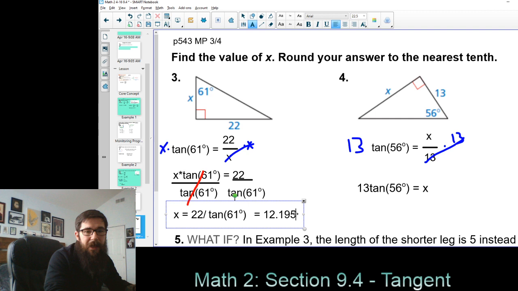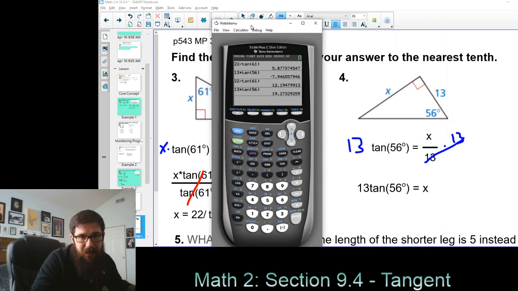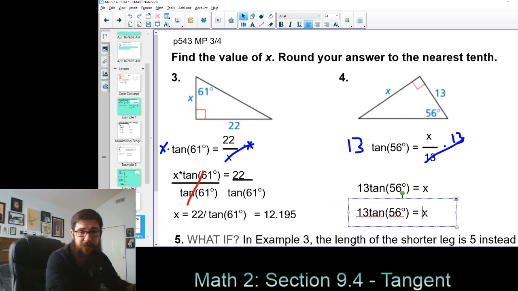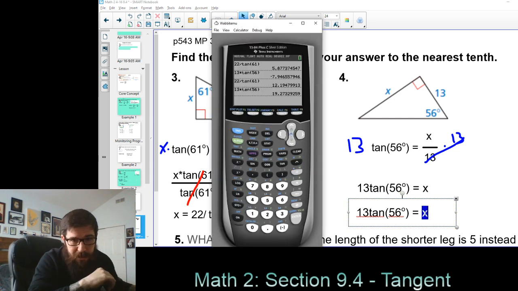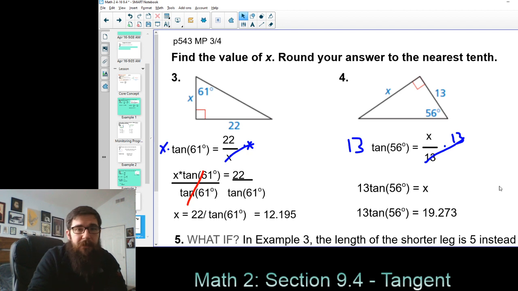12.195 was actually the answer to the previous problem, which means this guy right here, if I do my 13 tan of 56, now that I'm in the correct mode, there we go, much more reasonable. 19.27. Sure, that makes sense. We'd expect it to be bigger than the 13. Okay, goodness gracious. That was not planned. That was genuinely accidental. 19.273. Let's call it 19.273, rounding to 3 decimal places here. Make certain you're in degrees if you're using a calculator. Be very, very careful of that.